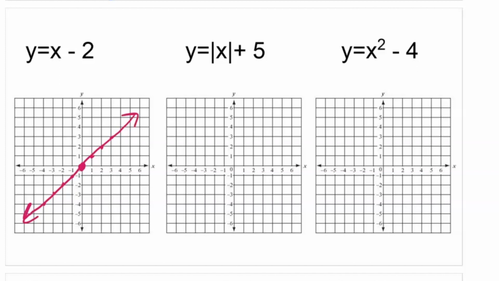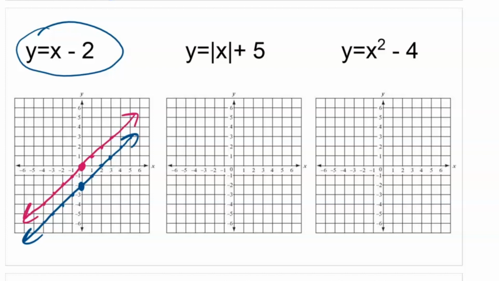Now, thinking of the parent function as my starting place, I'm going to graph this equation, y equals x minus 2. So I'm going to start with the parent function, and I'm just going to shift the entire thing down 2. So in the middle here, this will come down to negative 2. And then again, it's just going to go up 1 over 1, up 1 over 1, all the way. And I can go backwards as well, and I can draw that line. So that is what the graph of y equals x minus 2 would look like.